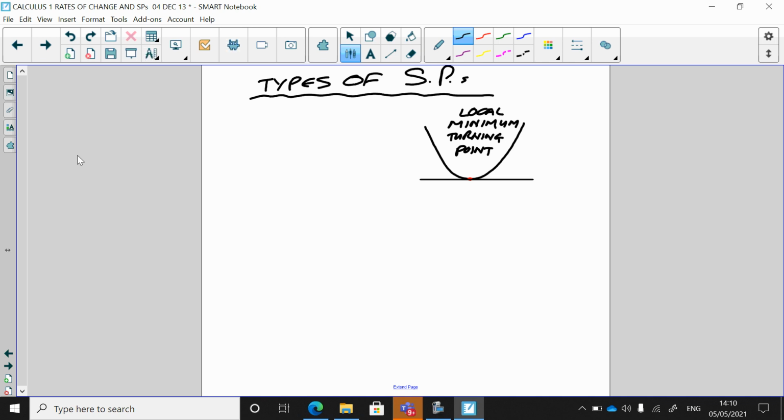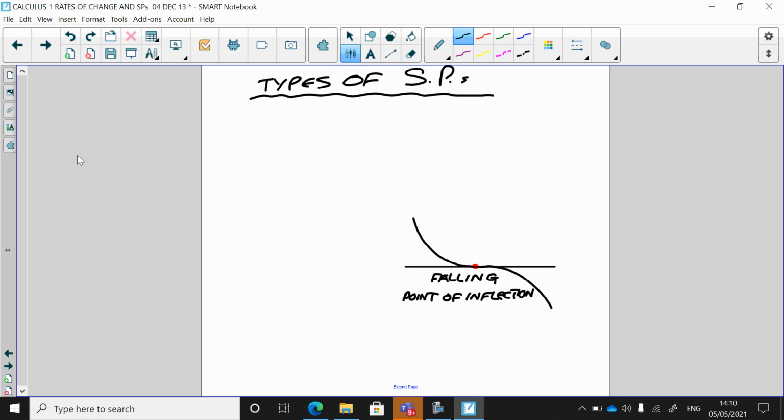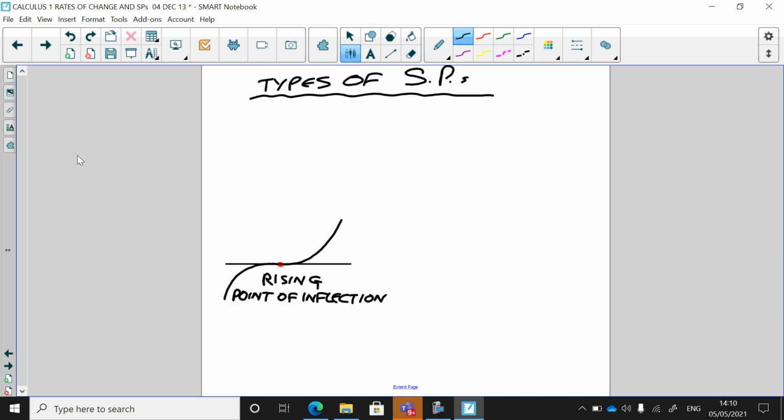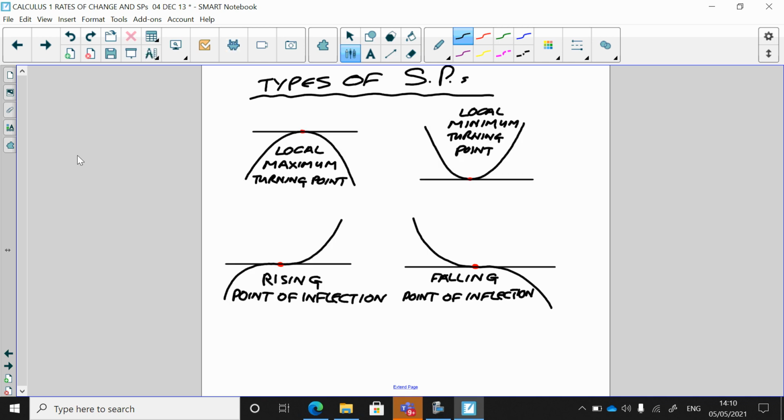I'm just putting a tangent line on it there. It's horizontal. A rising point of inflection: it's rising left to right, but it bottoms out in the middle there, where the gradient is exactly 0. Its mirror image is the falling point of inflection. It's falling left to right, and in the middle it just achieves a gradient of 0. So those are the 4 types of stationary points we're going to look at.